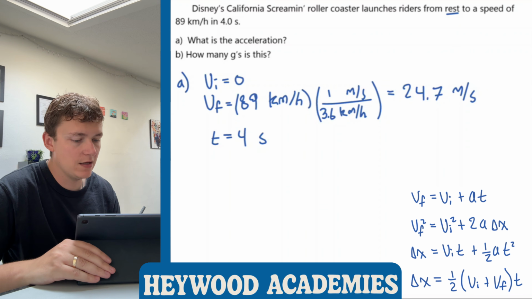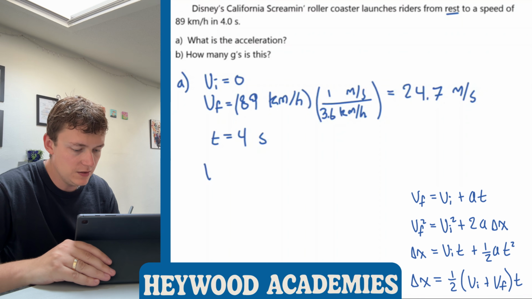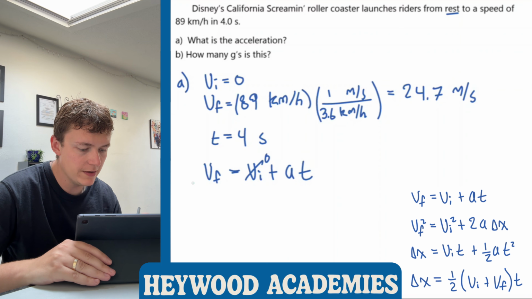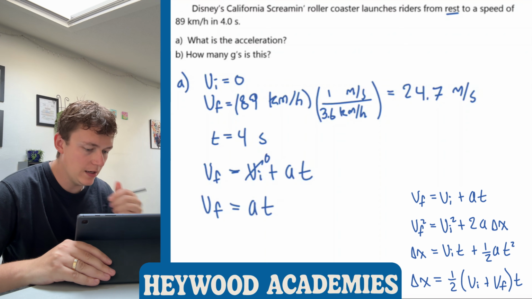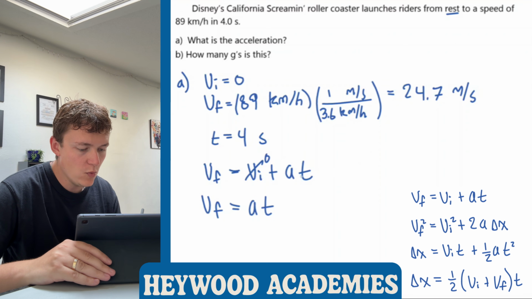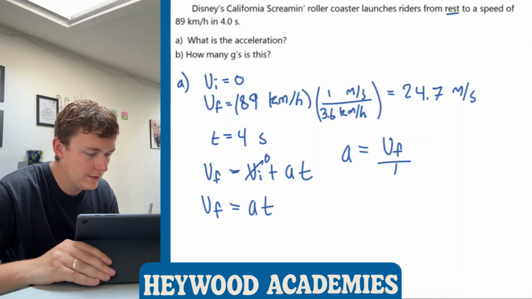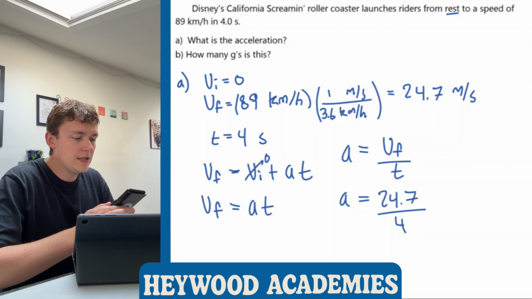Then we can go ahead and solve for our acceleration. We're not interested in the displacement, so we'll find an equation which does not have displacement, which is going to be this one. V final is equal to V initial plus AT. V initial is 0 again, so we can get rid of that. And V final is equal to our acceleration times t. Now we can rearrange that here. So we want to find the acceleration, so we're going to divide both sides by t. So we'll get V final over t. Our V final is 24.7. Time is 4. So we can plug that in to get our answer.